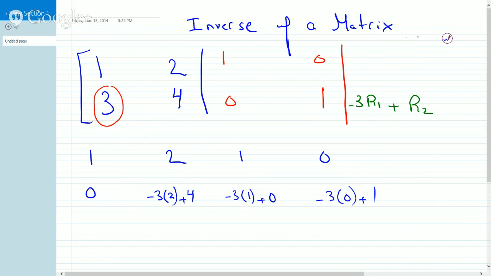And this one here, the reason we got the 0 is because here you can erase 2. So minus 3 times 1 plus 3. That's that and that.